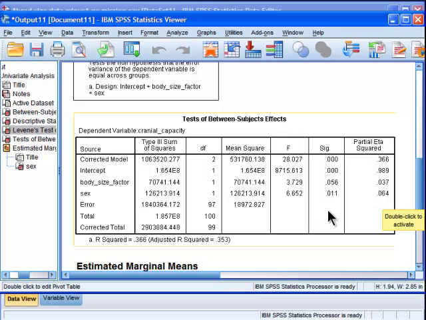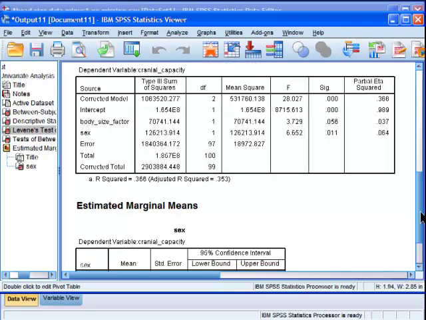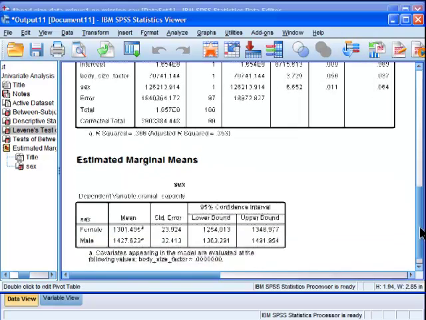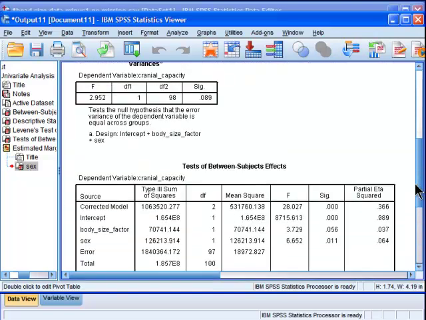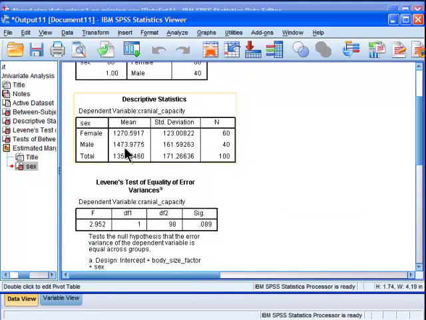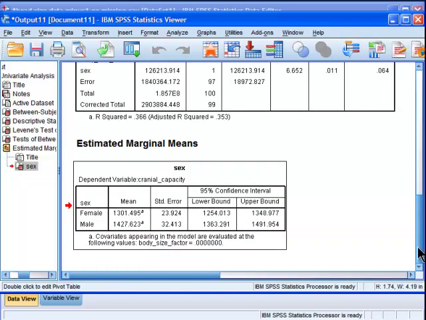So the covariates had a significant impact on the difference in the means, and we can get our adjusted means in the next table. In fact, they are right here. So now the male mean, once it's adjusted for the covariate of body size, has been reduced to 1427, which is less than the initial estimate, which is just the ordinary mean of 1474 rounded. All right, and that's what analysis of covariance does.